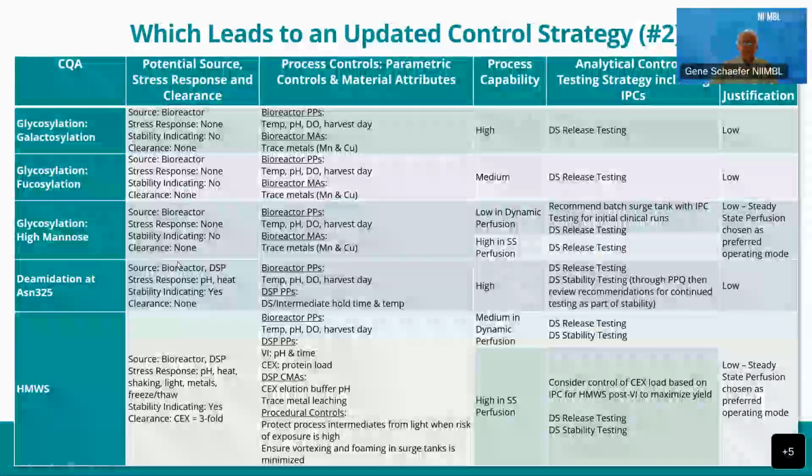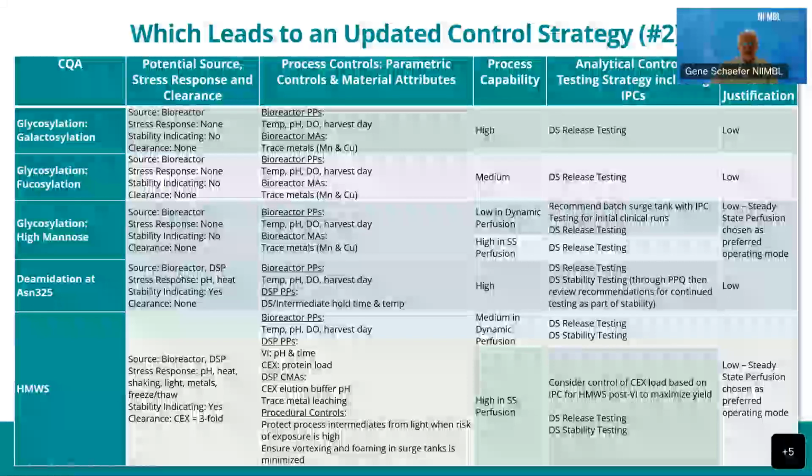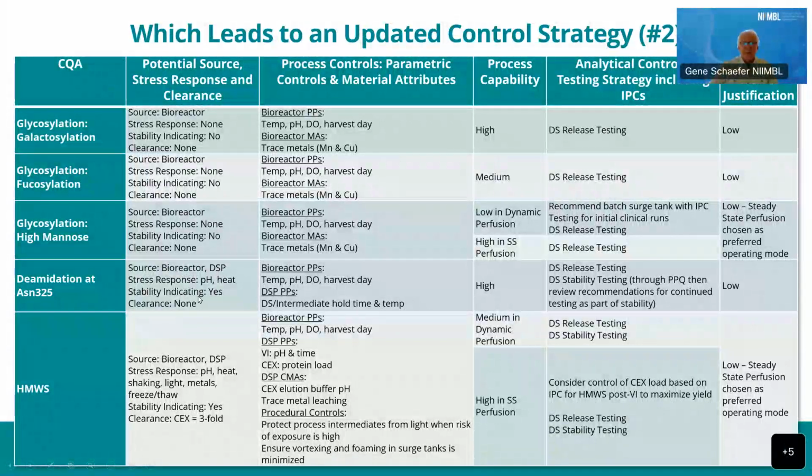The source of that is the bioreactor. They're not stability indicating. There's no clearance. They don't respond to any of the stress conditions, as opposed to deamidation, where the source is the bioreactor and potentially in the downstream process based on temperature and pHs. Could be stability indicating if it's a liquid hold and there really isn't any clearance.